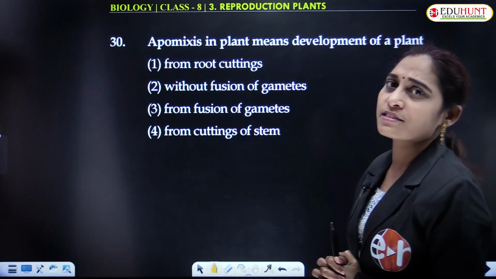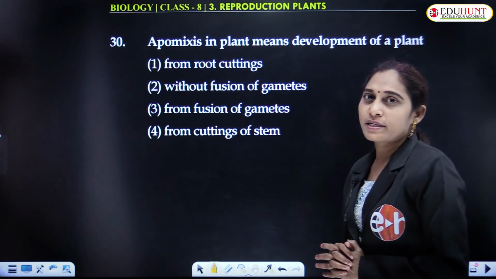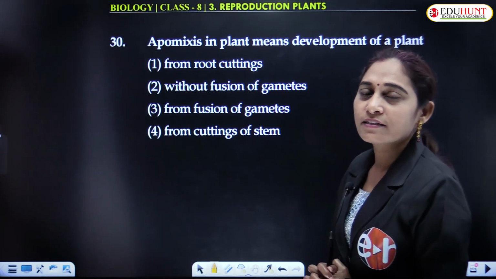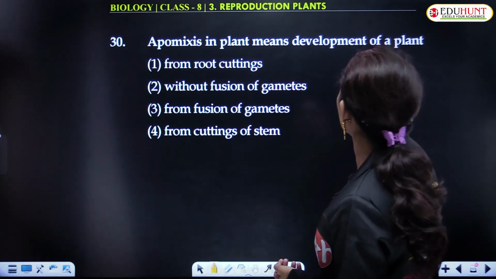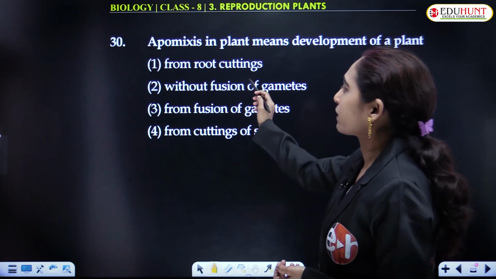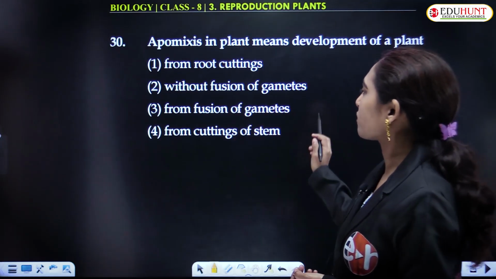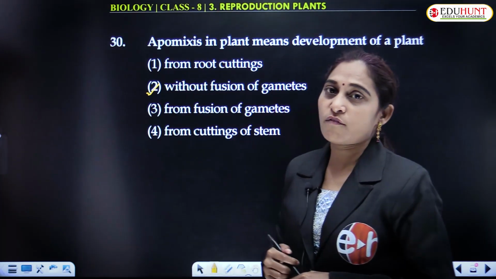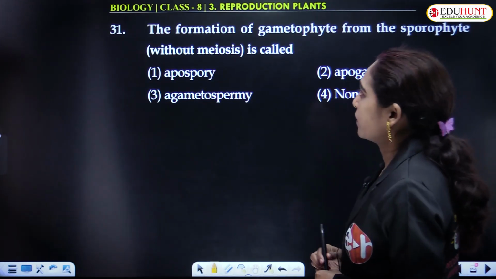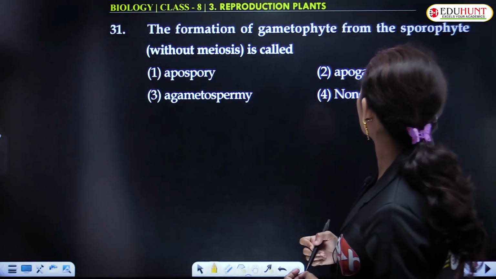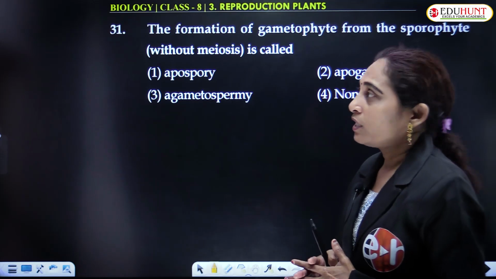Apomixis in plants means development of a plant. Apomixis is an asexual reproduction. So it is development of a plant without fusion of gametes. The formation of gametophyte from the sporophyte, that is without meiosis, is called apospory.